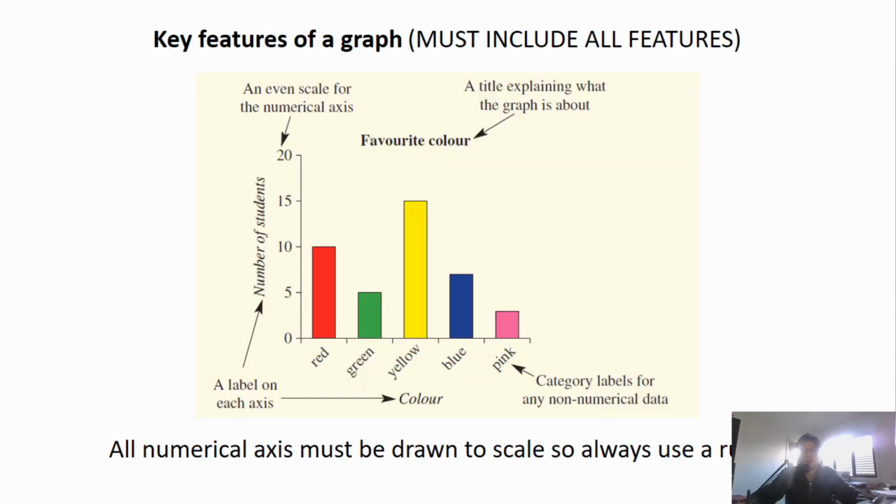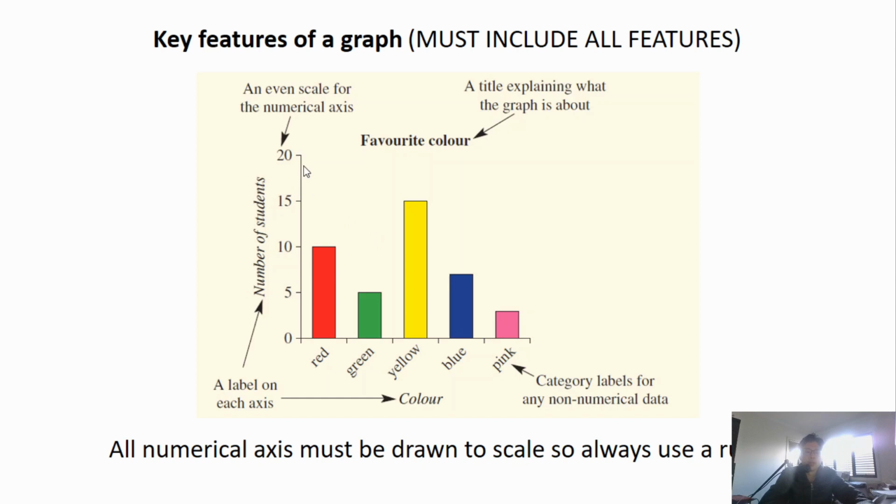Moving on, we'll look at the key features of a graph. When you're drawing a graph, make sure you include every one of these features, as each one will be given a mark. The first one that you always need to include is the title. Make sure you have the title on the graph. The next one is an even scale for the numerical axis. That means there's an even space in between each of them. The key point here is that all numerical axes must be drawn to scale, so always make sure you're using a ruler.